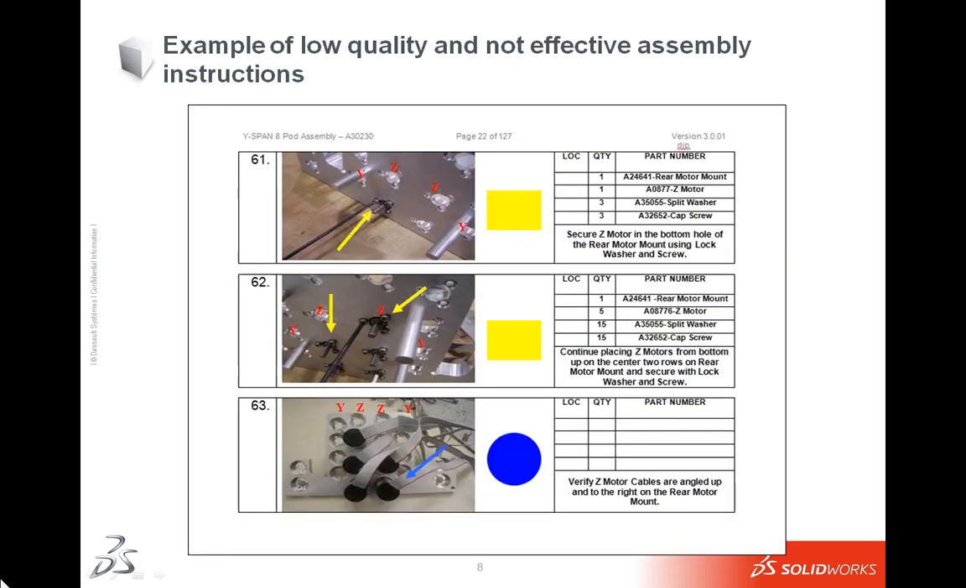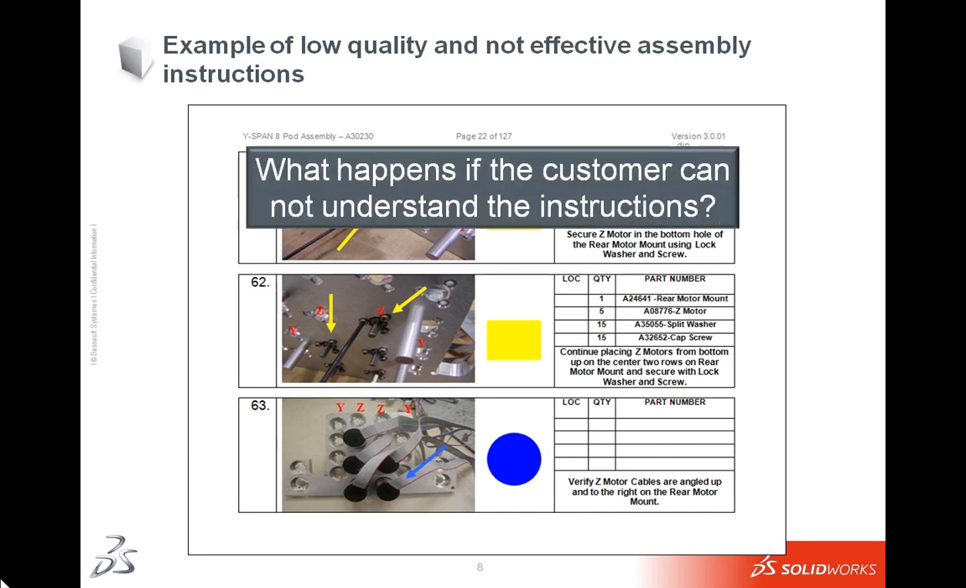This also should look maybe a little familiar to you. Example of some non-effective assembly instructions. If you take a look at number 63, what is that? I have no idea. How is somebody going to put that together? So the idea is really to make this a little bit more clear.